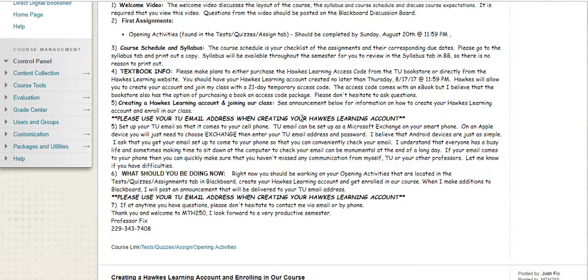Make a note here. TU wants us to use their email address when we're communicating. So the best way to follow that rule is for you to create your Hawk's Learning account with your TU email address.